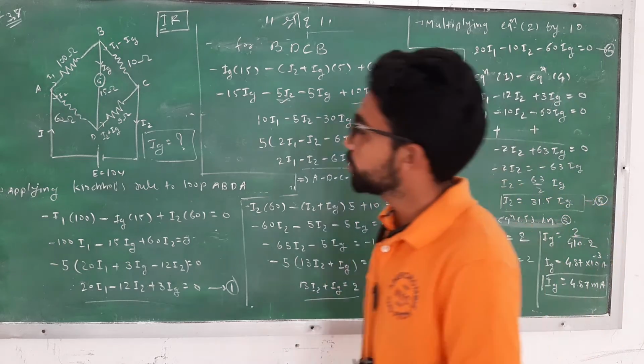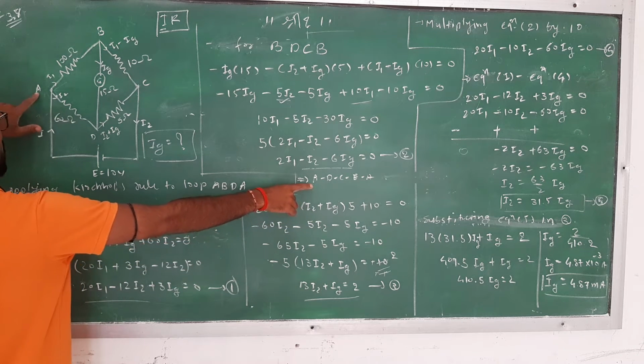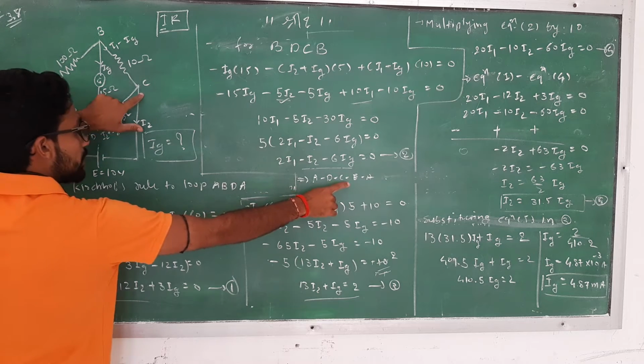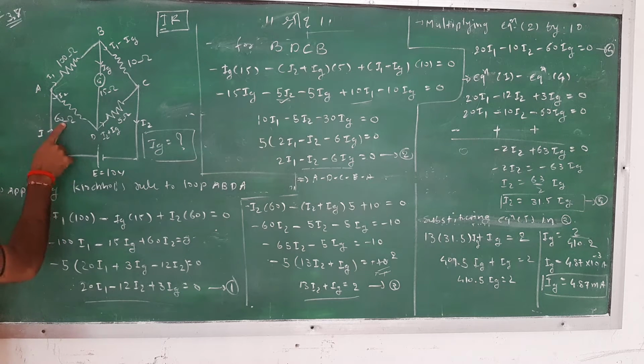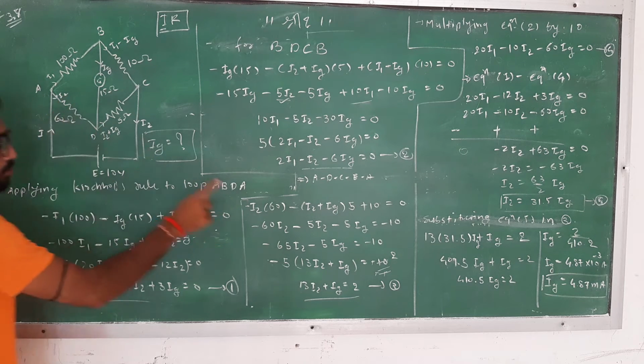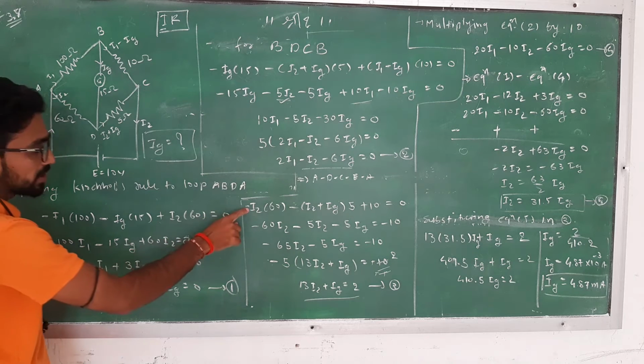Similarly, you can apply Kirchhoff's second rule to the loop A, B, C, E, A. So from A to D, you have resistance 16 and current I2, so 5 into 16. Our direction is from A to D and the current also flows from A to D, so this is negative.